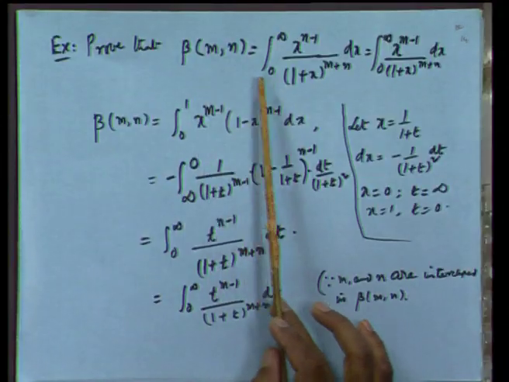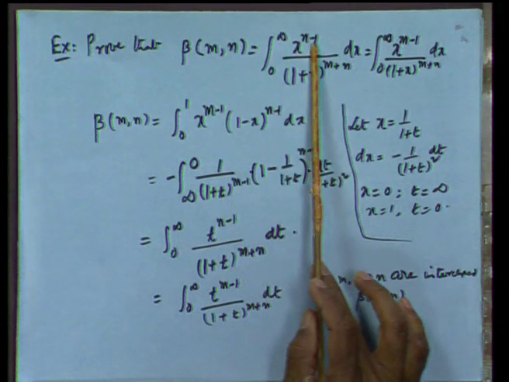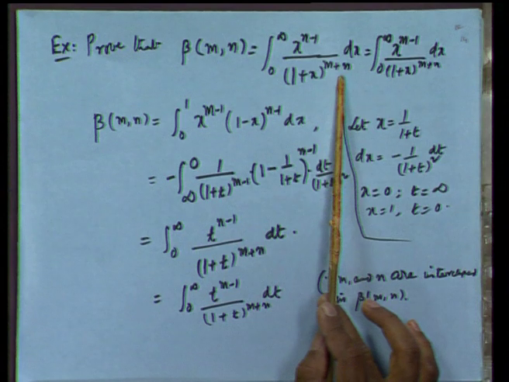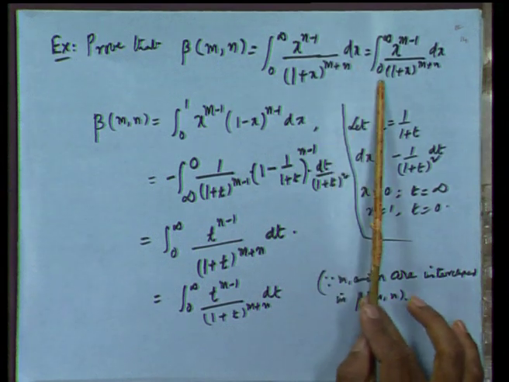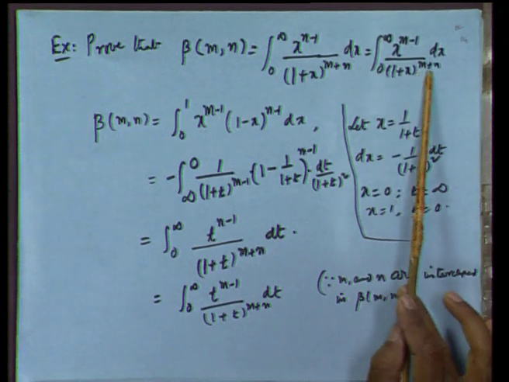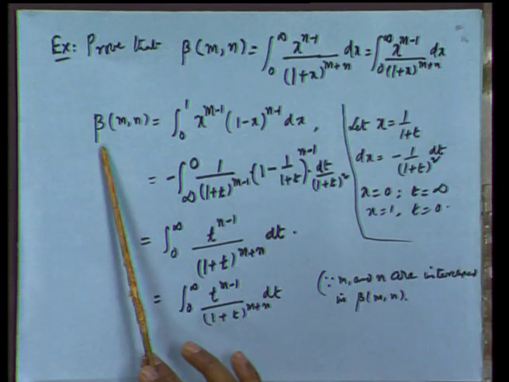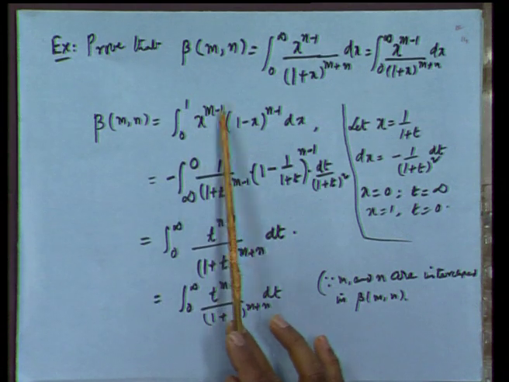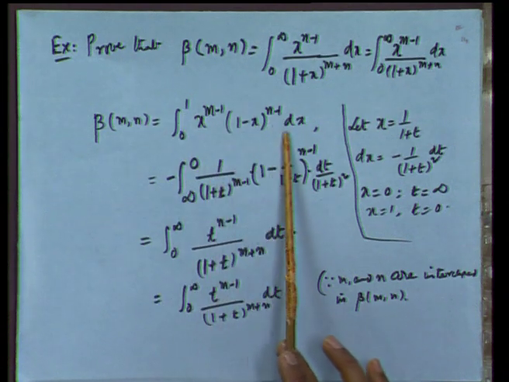The first one is, let us prove beta mn as integral 0 to infinity x to the power of n minus 1 divided by 1 plus x whole to the power of m plus n dx, that is also equal to integral 0 to infinity x to the power of m minus 1 by 1 plus x whole to the power of m plus n dx. Now, beta mn is defined as integral 0 to 1 x to the power of m minus 1 into 1 minus x whole to the power of n minus 1 dx.